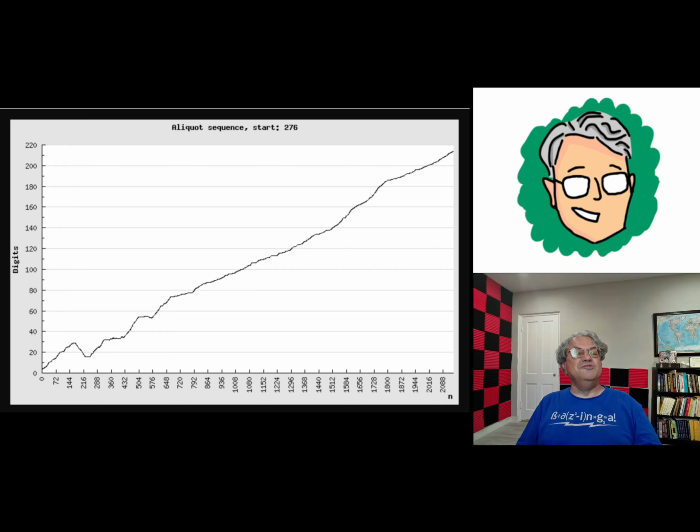The part of it that's known goes up to about 200 digits for 276, and I'm pretty convinced that this thing never terminates. I think there are a lot of Aliquot sequences that go on forever, although nobody's proved this. I don't even know how you would prove this. But anyway, I just thought I'd show you this.